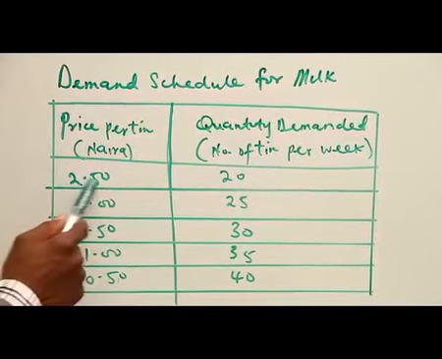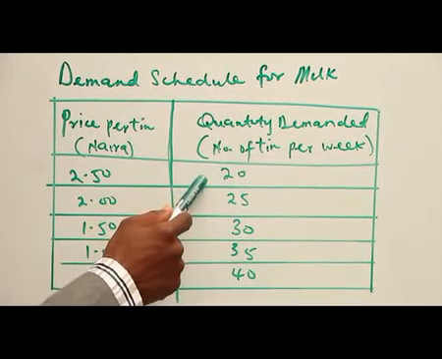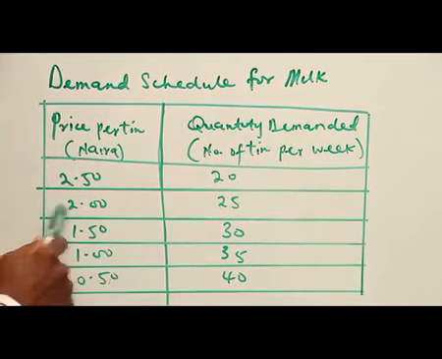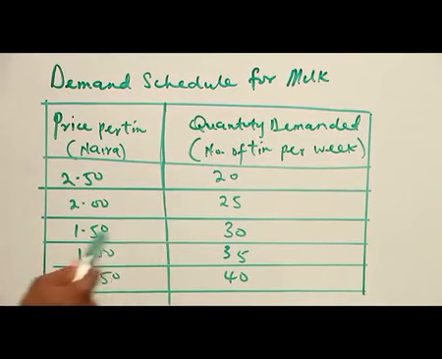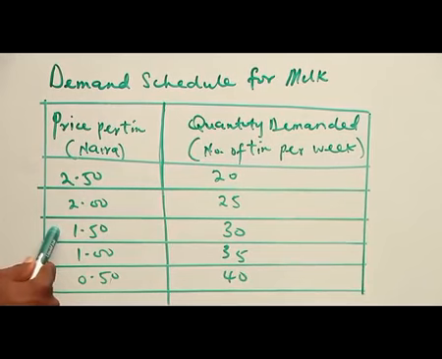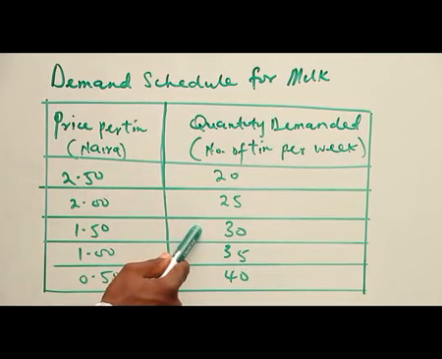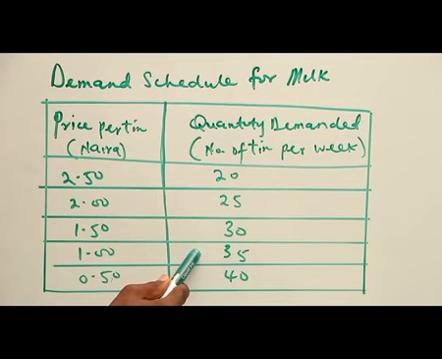When the price is 2 naira 50 kobo per tin, quantity demanded reads 20. When the price is 2 naira per tin, quantity demanded shows 25. When the price is 1 naira 50 kobo, we have the quantity demanded to be 30. When the price is 1 naira, we have the quantity demanded to be 35. When the price is 50 kobo, we have the quantity demanded to be 40.